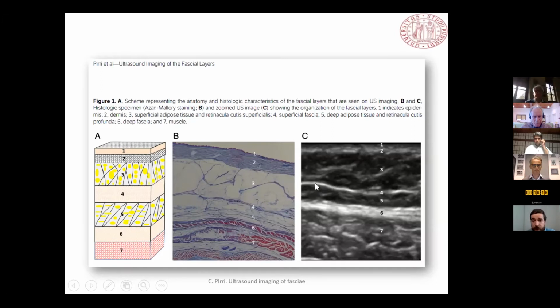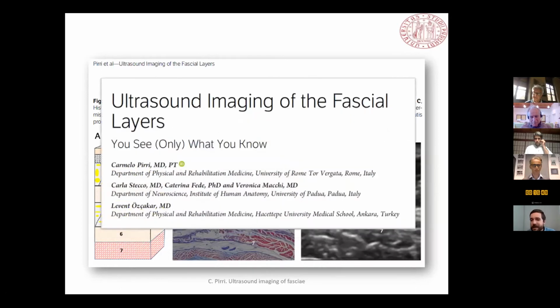This is the superficial fascia. This is the deep fascia. The terminology is different, and the structure is different. And also inside the subcutaneous tissue it is possible, as Sterzi wrote in the first part of the last century, to distinguish the superficial adipose tissue and the deep adipose tissue. And for this, we entitled this commentary Ultrasound Imaging of Fascial Layers: You See Only What You Know.